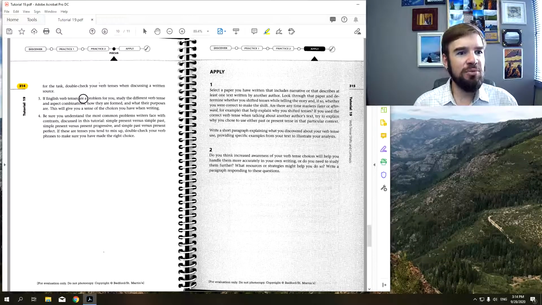If the English verb tenses are a problem for you, study the different verb tense and aspect combinations, how they're formed, and what their purposes are. This will give you a sense of the choices you have when you're writing.